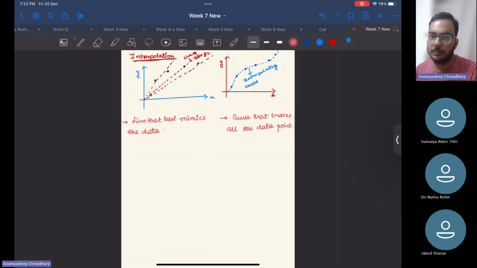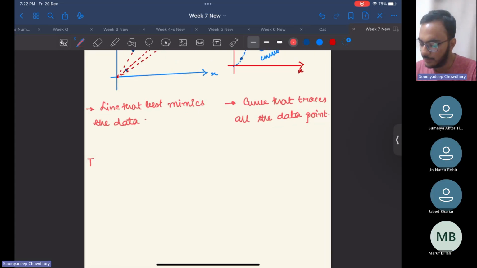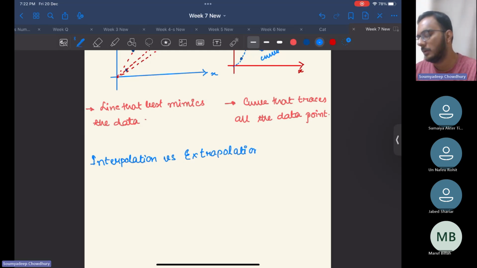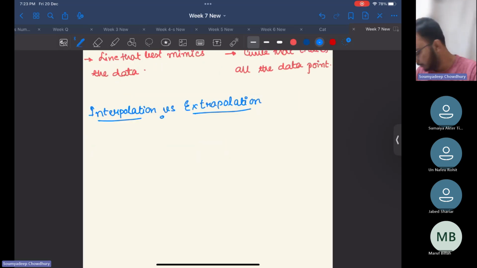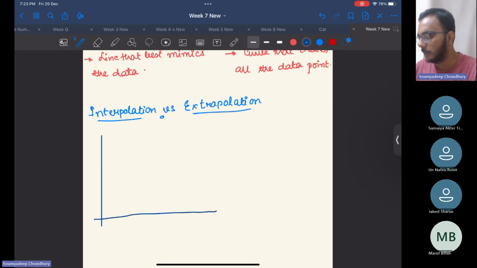Now, another thing we need to understand is the difference between interpolation and extrapolation. So what is the difference between interpolation and extrapolation? Suppose I'm telling you, you are given a set of data points and you want to find the interpolating polynomial between them.